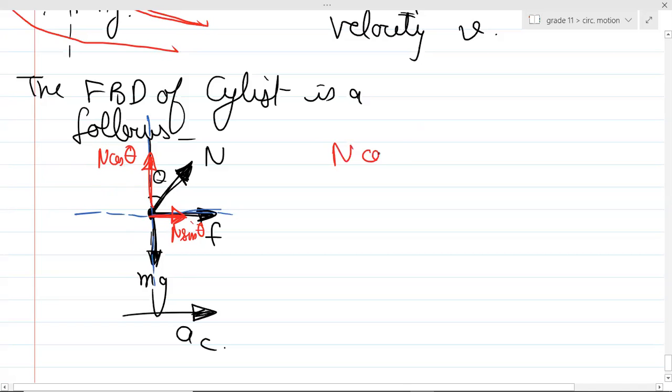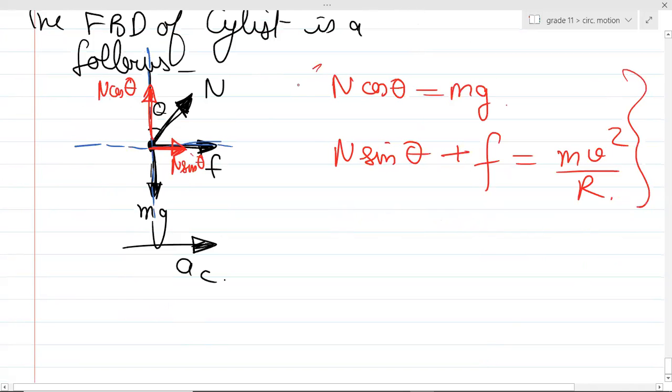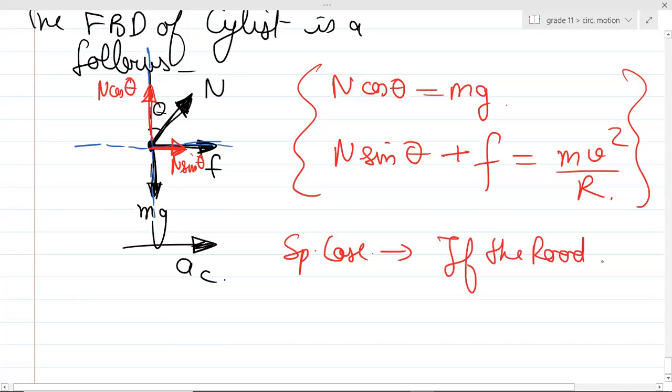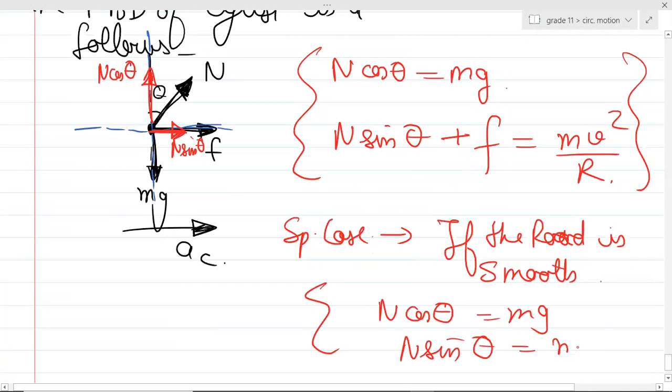So here N cos theta will be equal to mg, and here N sin theta plus f will be equal to mv square by r. Is this clear? So I think now you people are able to obtain the relations, right? Special case, if the road is smooth and this guy wants to take a turn, will he be able to take a turn? Yes, you just put friction zero. So in that case, N cos theta will be equal to mg and N sin theta will be equal to mv square by r.